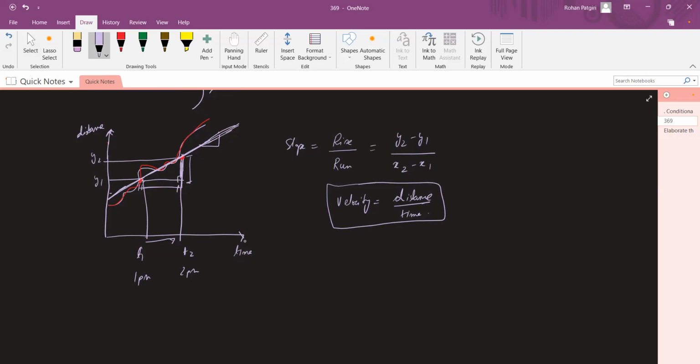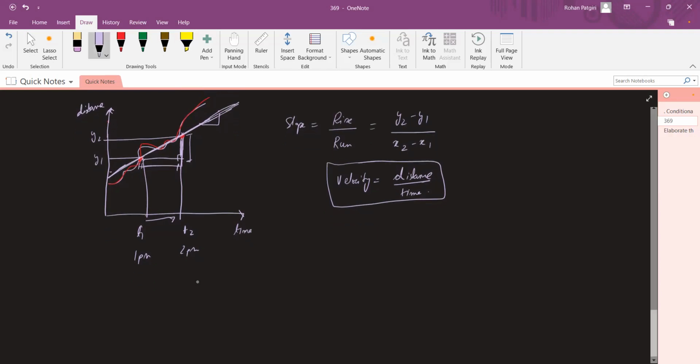So this is the concept of a slope. Now in case of differentiation, what we're trying to do is reduce this distance, this t1 minus t2.